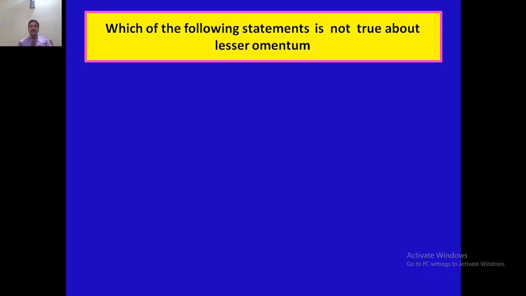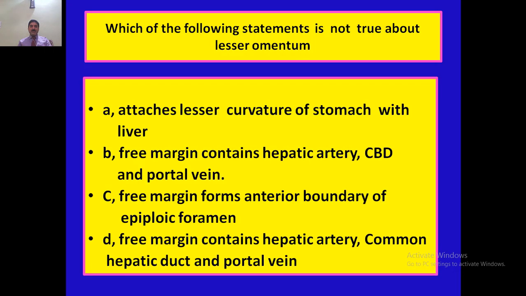Which of the following statements is not true about lesser omentum? A. Attaches lesser curvature of stomach with liver. B. Free margin contains hepatic artery, common bile duct and portal vein. C. Free margin forms anterior boundary of epiploic foramen. D. Free margin contains hepatic artery, common hepatic duct and portal vein. So D is the wrong answer. It is CBD, common bile duct, which is the content of the free margin of lesser omentum, not common hepatic duct.